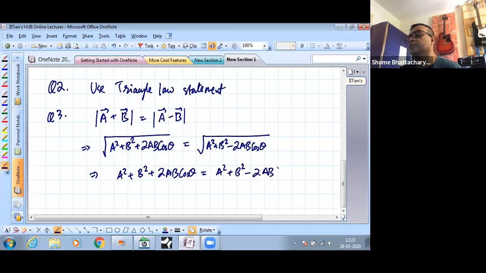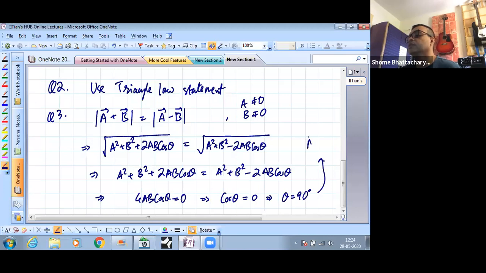Now solve this algebraically. So you will get 4AB cos theta is equal to 0, which can only mean one thing, that cos theta is 0. Obviously the magnitude of A is not 0 and the magnitude of B is not 0. So only cos theta can be 0 here, which means that theta is equal to 90 degrees, which means that A and B are perpendicular. So A is perpendicular to B. That is the condition which will give you this statement.